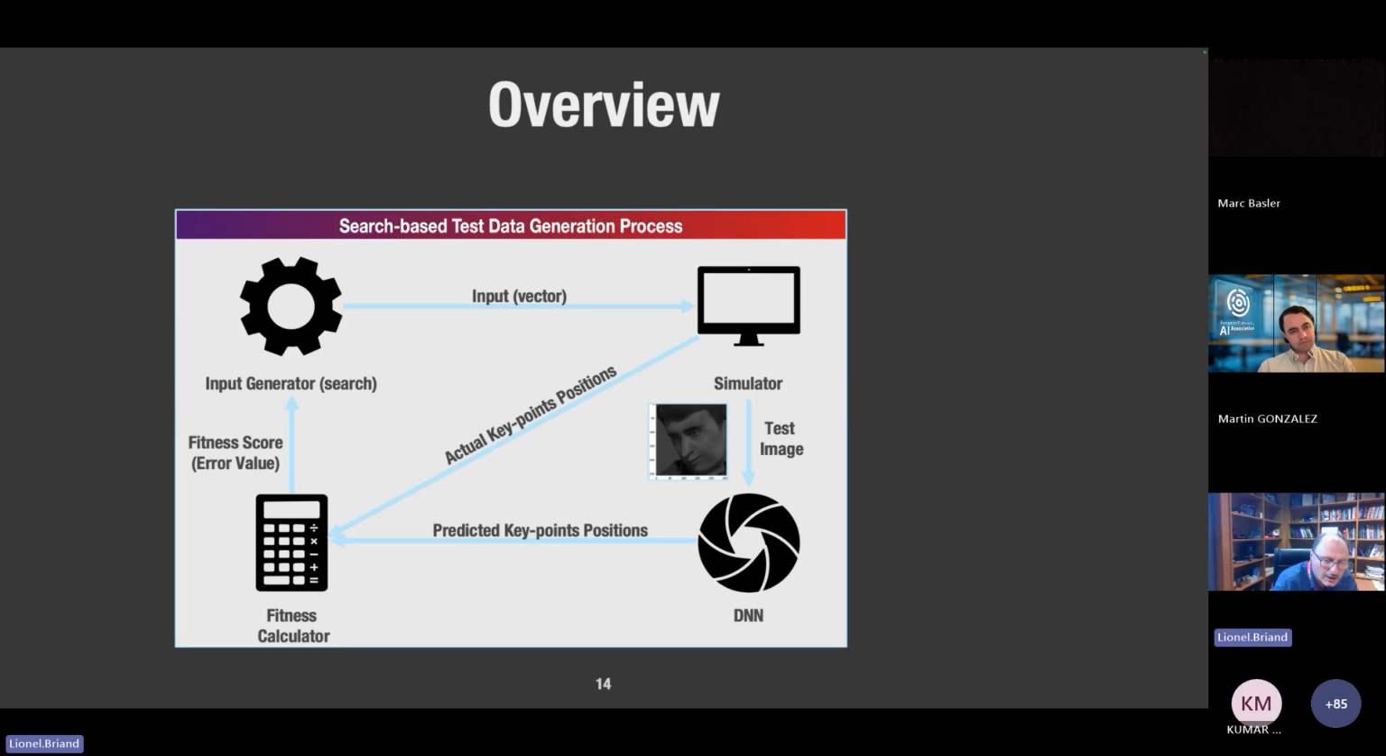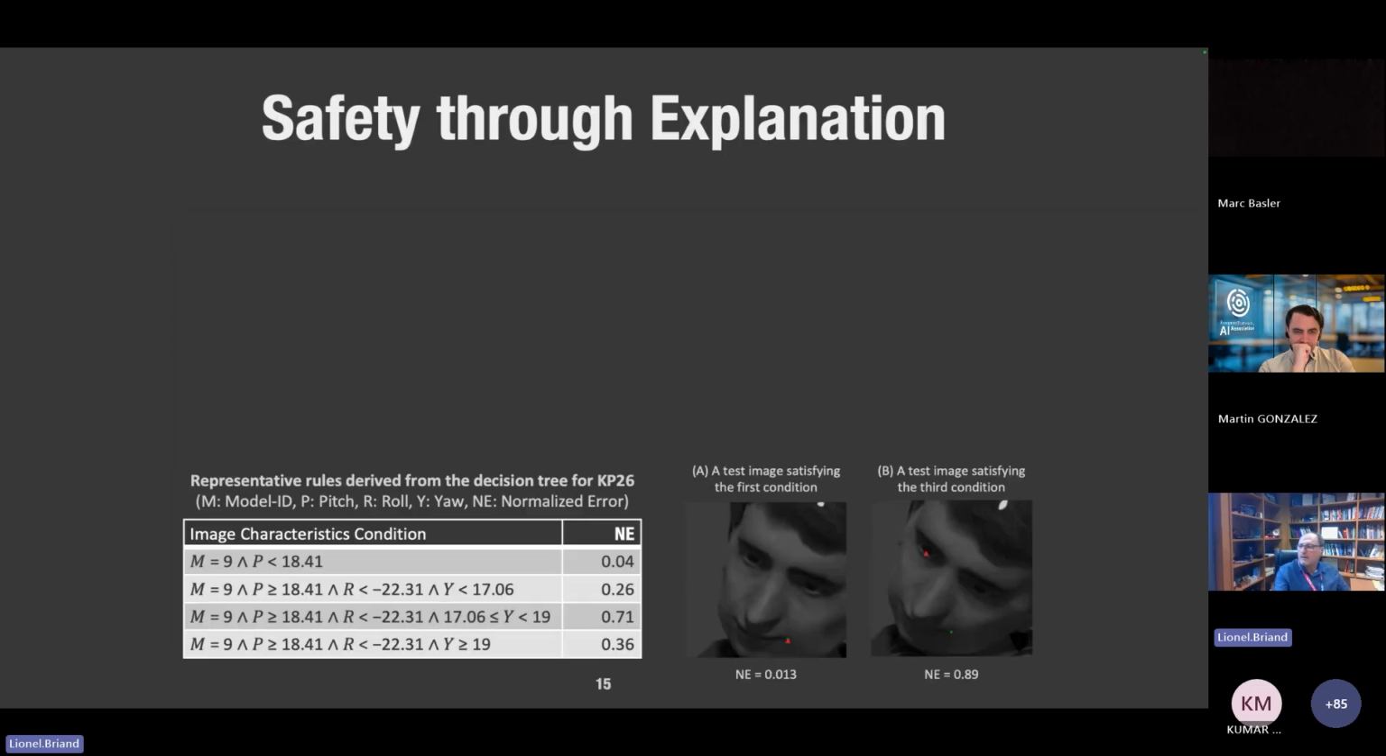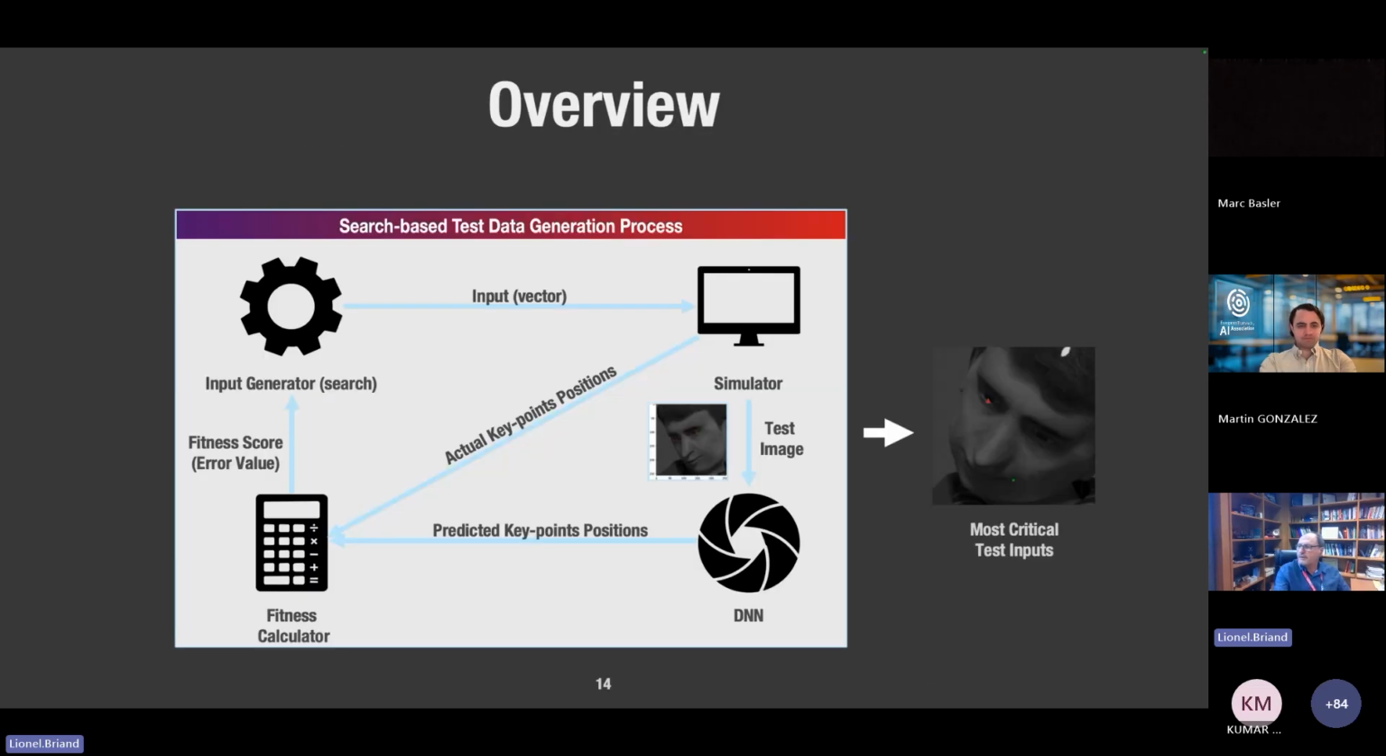And then eventually, through a number of generations, we are trying to find, in the space of possible images, images where critical test inputs are generated. That is, test inputs where there is a significant difference between the predicted key point and the actual key point.